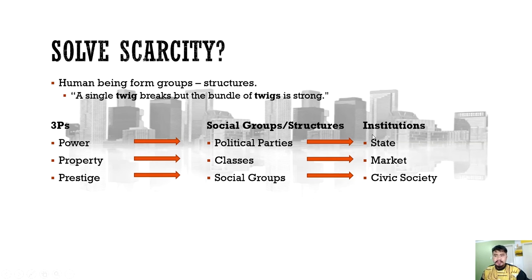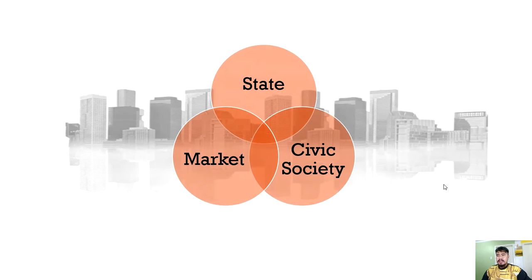So, looking dito sa ating institutions, now, when political parties interplay in order to achieve power, they will now form the state. Diba? The state. When classes would now interplay with one another in order to attain property, they will now form the market. And lastly, when social groups wanted to get prestige and they interconnect with one another, dito na nabubuo yung institution natin na civic society. Now, bakit civic society and hindi society? Kasi itong tatlo guys will now basically form now the society as a whole. So we have the state, market, and your civic society.